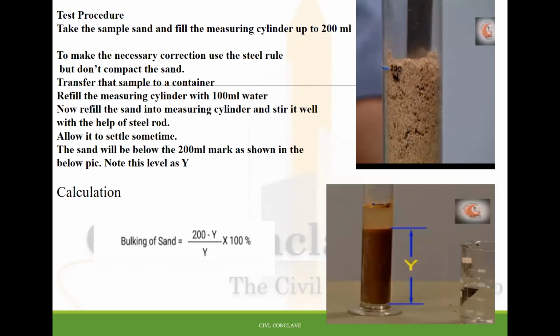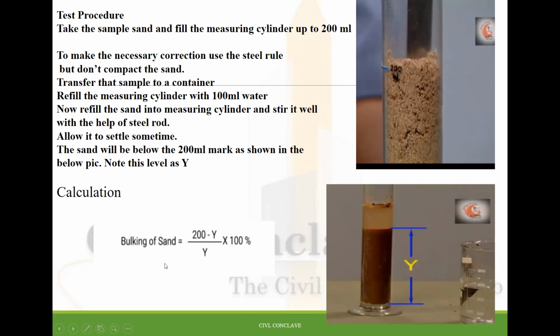After that, you can just add water so that it will settle down. Refill the measuring cylinder with 100 ml water. After that, the sand will settle. The sand settles below the 200 mark, as shown in the picture, which is marked as Y.